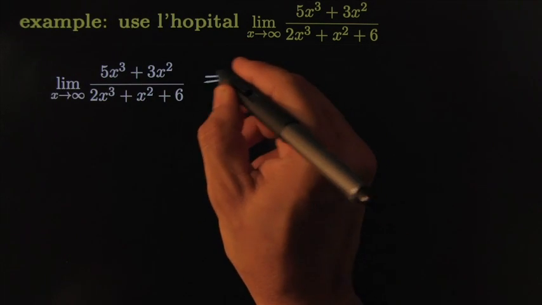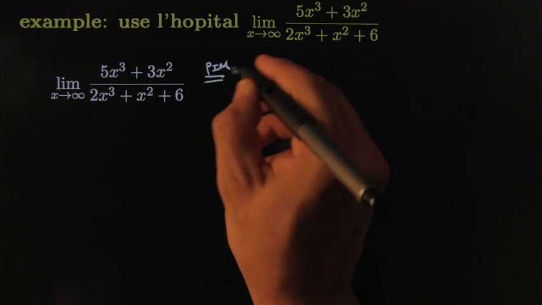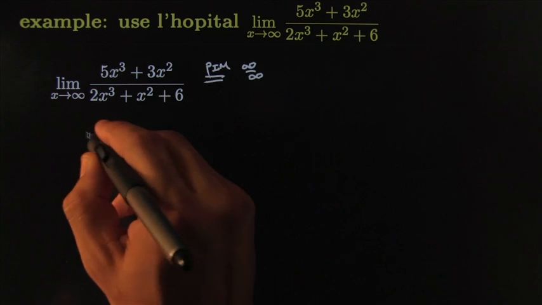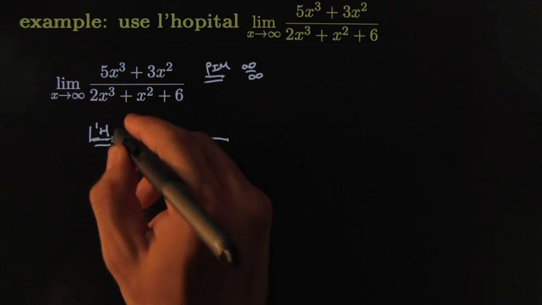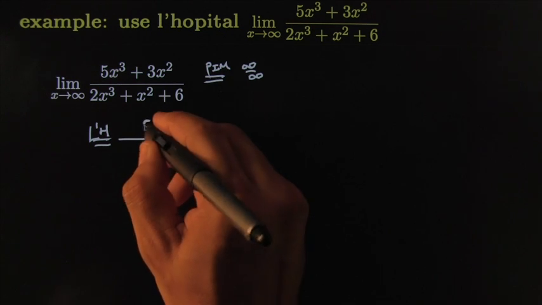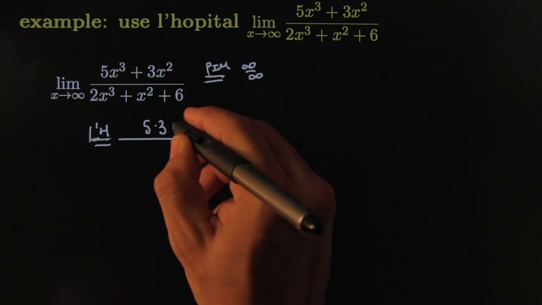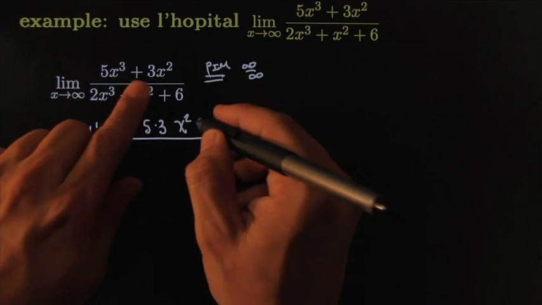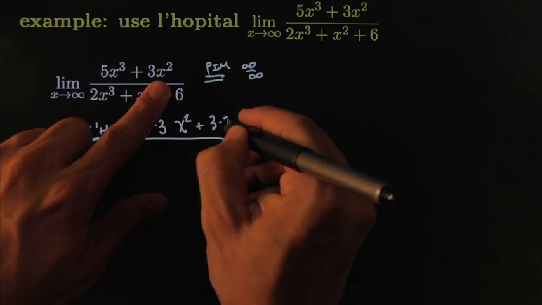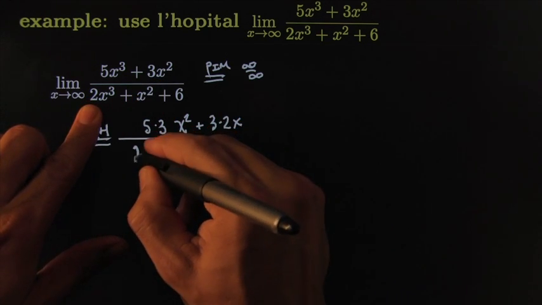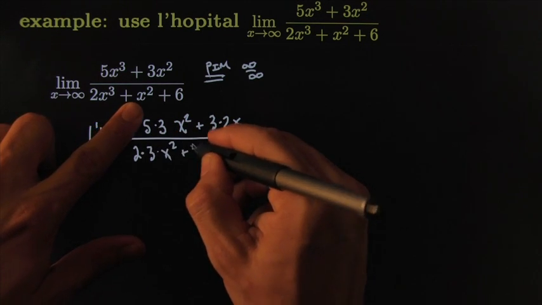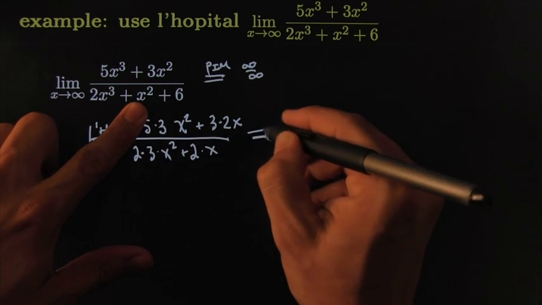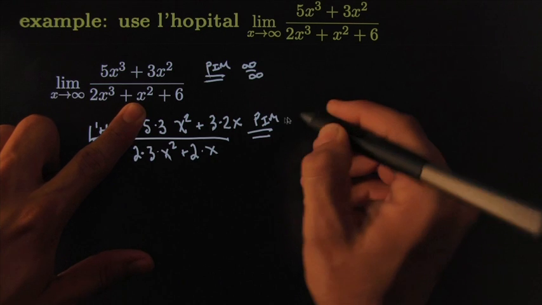This one, of course, when you try the plug-in method, gives you infinity over infinity. So you try L'Hopital, and I should always write the limit here. Sometimes I forget, but it's 5 times 3 times x squared. I'm looking at the derivative in the numerator, plus 3 times 2 times x, all over 2 times 3 times x squared, plus 2 times x. And then I try that limit again using the plug-in method.